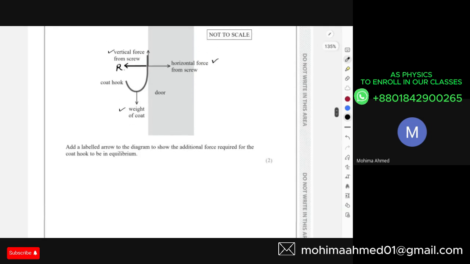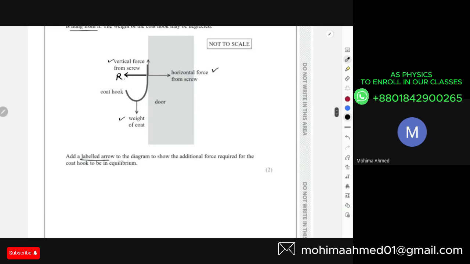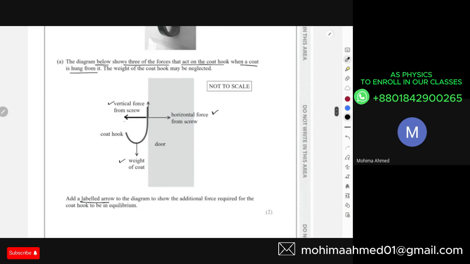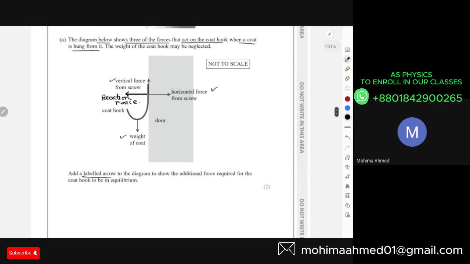Now after this, are they only giving 2 marks? Add a labeled arrow. Yeah, labeled arrow, right? So in that case, I should just write this in terms of words, reaction force. Okay, then this is it. One mark for the arrow in the correct direction and length, and then 1 mark for the labeled force.